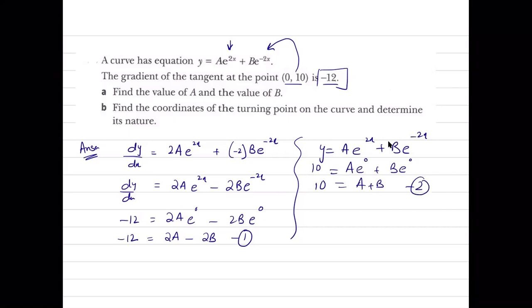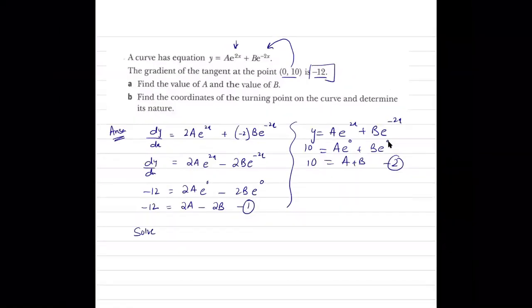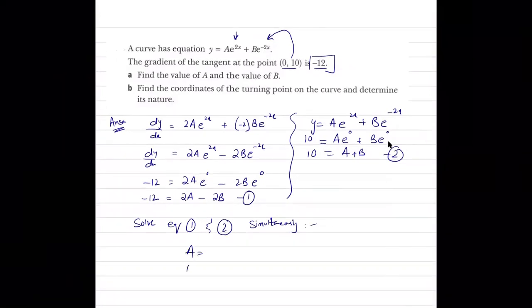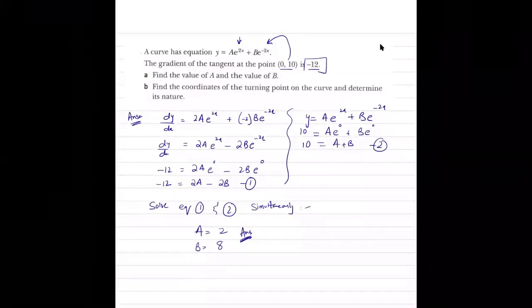You can solve them simultaneously and get the value of a. Solve equation 1 and 2 simultaneously. Okay, and you can easily get the value of a and b. Now, I'm waiting for you to tell me the value of a and b. All right, so we get a as 2 and b as 8. So this means that the equation would now become y equals 2e to the power of 2x plus 8e to the power of negative 2x.